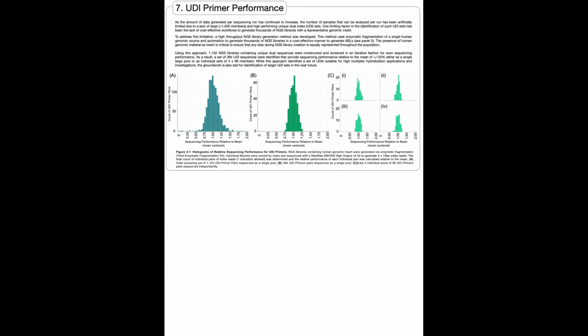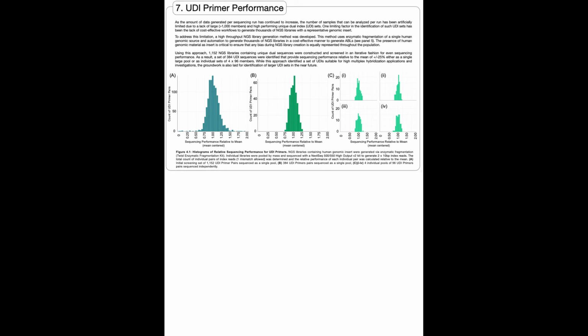One limiting factor in the identification of these UDI sets has been the lack of cost-effective workflows to generate thousands of NGS libraries with a representative genomic insert. As we discussed a couple of panels ago, we've gone through the exercise of generating artificial barcode libraries. This is now a system where we can generate thousands of NGS libraries with a representative genomic material that acts as an insert for screening for UDI performance.